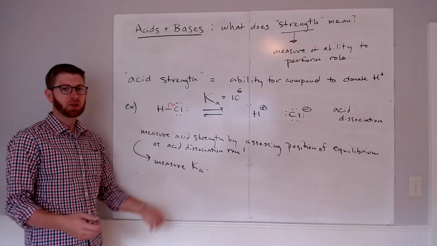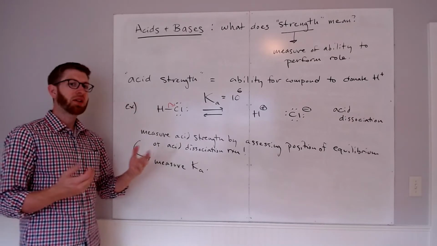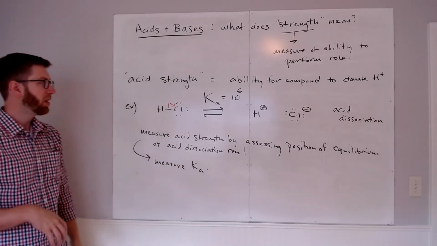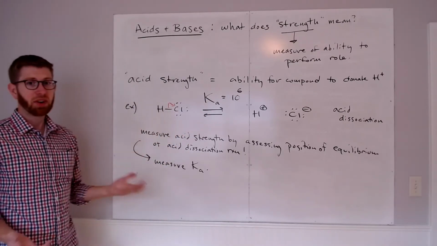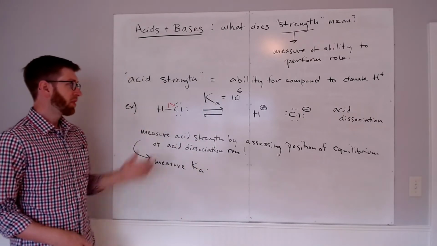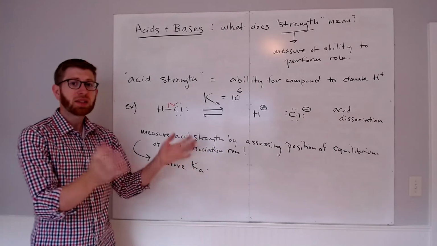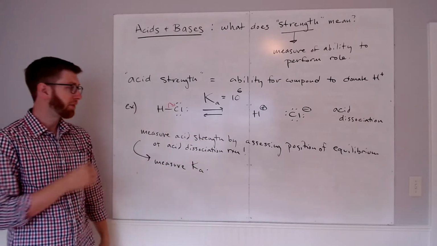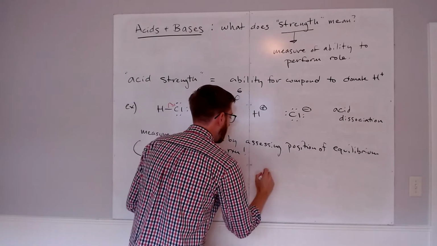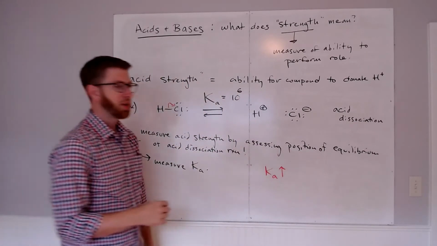Almost everything dissociates. So if we think about acid strength as the measurement of an ability of a compound to donate H plus, I think we could call HCl a very strong acid, because this equilibrium constant tells us that it does this role almost to completion and in its entirety, like almost no HCl is left. So what we can say is that as Ka goes up, acid strength goes up.